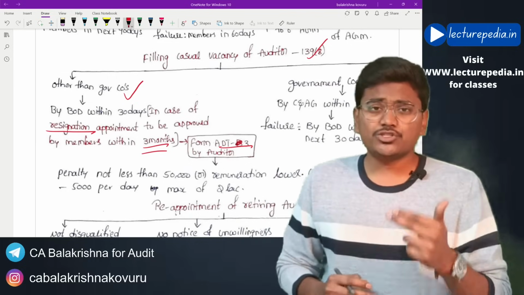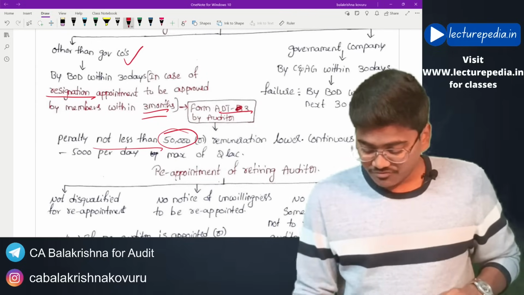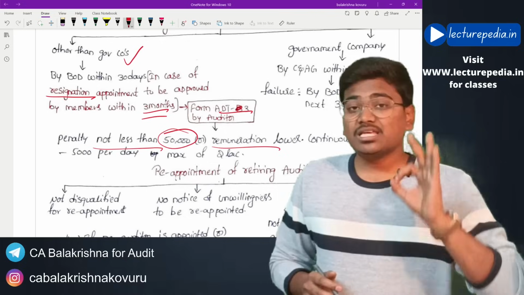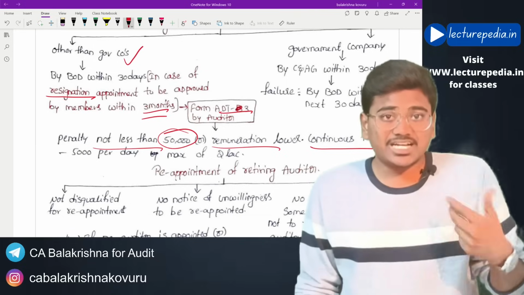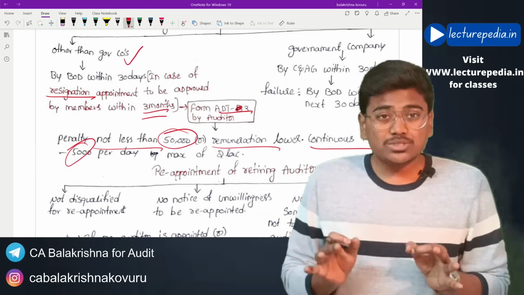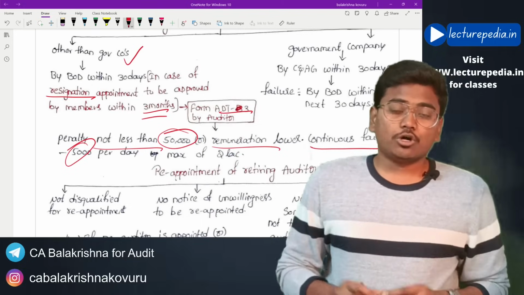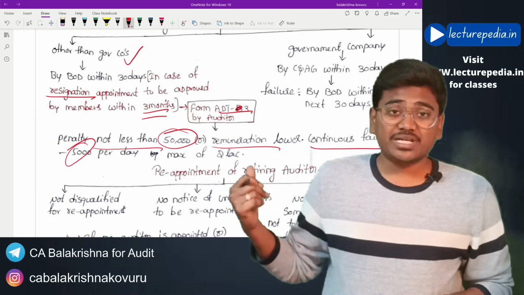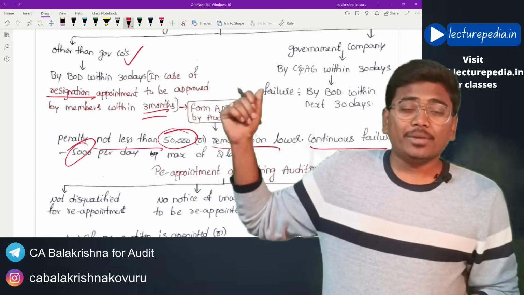If he fails to submit Form ADT 3, then a penalty of 50,000 or the remuneration, whichever is lower, will be charged to the auditor. And if there is a continuous failure, then 5,000 per day up to a maximum of 2 lakhs will be imposed on the auditor as a penalty. This penalty applies when he fails to file this Form ADT 3.